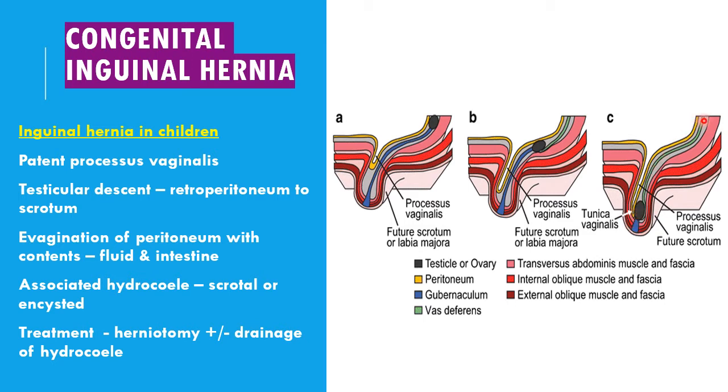The descent of the testis from the retroperitoneum is helped by the gubernaculum, which attaches itself to the scrotum and by contraction pulls the testis to the scrotum. Since the evagination of peritoneum is patent, there is fluid and intestine that can migrate into this space. Therefore, in most cases in children, this hernia is usually associated with hydrocele, which can be scrotal or encysted.